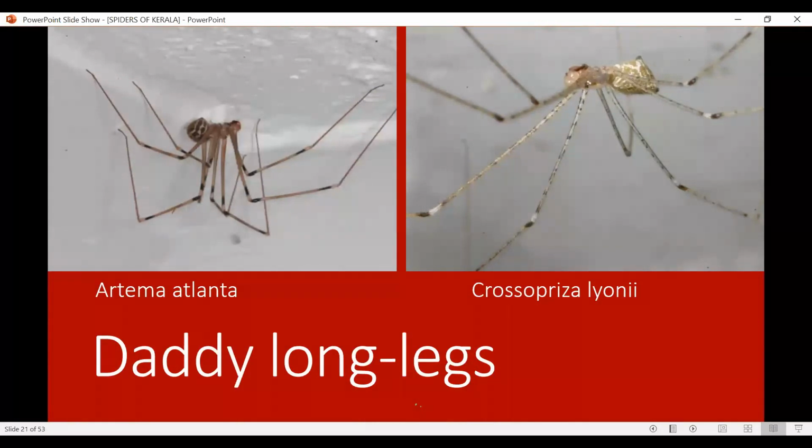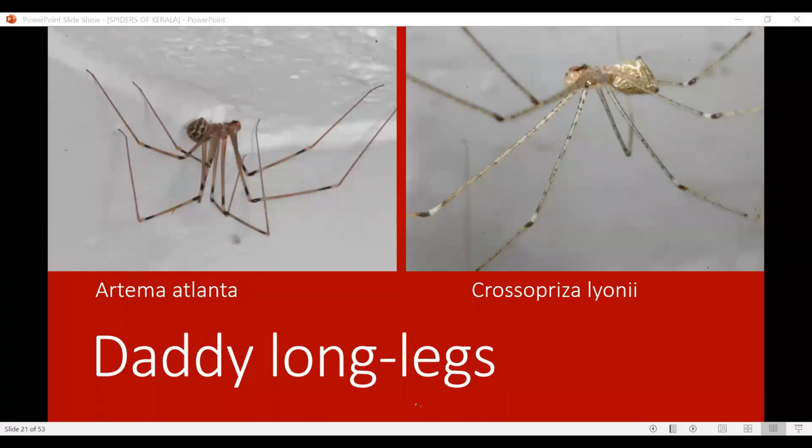This is another very common species present in our area, in our house. One is Artima landa. The second one is Prosophysa lioni. These are commonly known by the name daddy longlegs. These spiders are also known as synanthropic spiders. Synanthropic spiders means spiders associated with human beings. Wherever human beings go, they are present. Right now, Artima landa is present all over the world. Except Antarctica, we can find Artima landa on all the continents. They are also known as giant daddy longleg spiders.